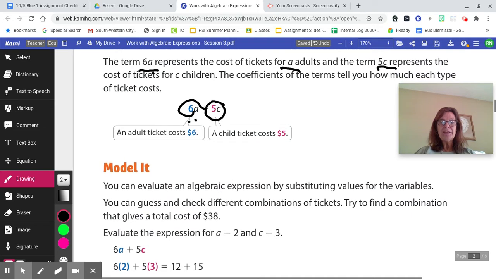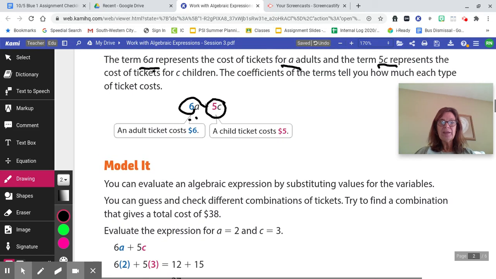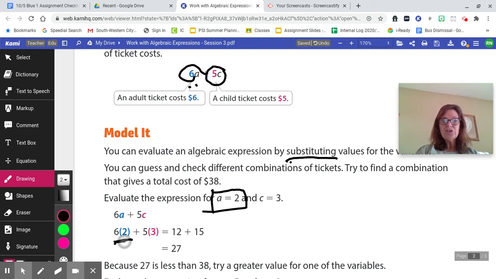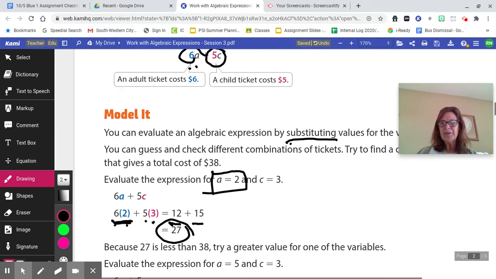So you could model this and evaluate. You can evaluate an algebraic expression by substituting values. So for instance, and you guys are going to need to know how to do this, if I am told there are 2 adults, then I'm going to put 2 in the place of the A variable. And when I have 6 times 2 and then 5 times 3, I get my 12 and 15, and that's 27. So 27 is less than 38, so I've got to try something bigger.